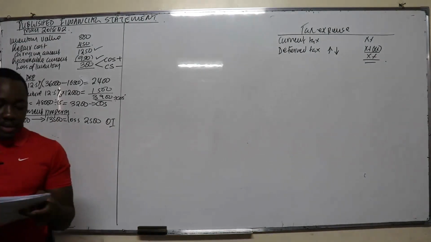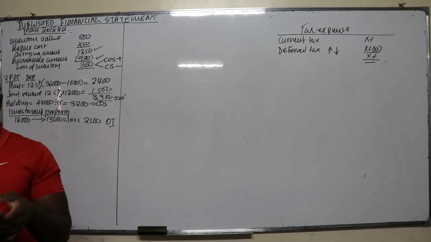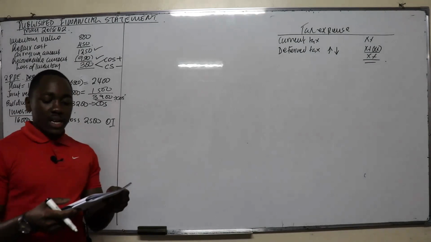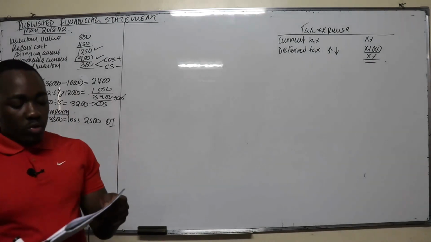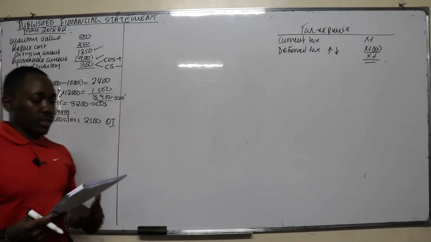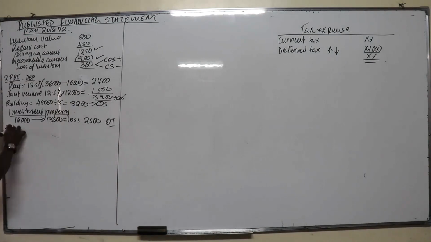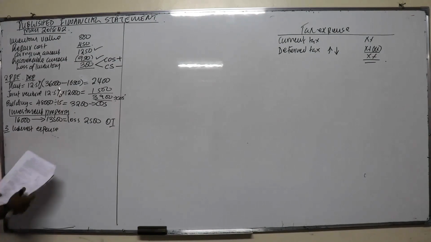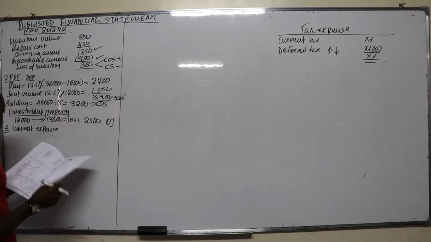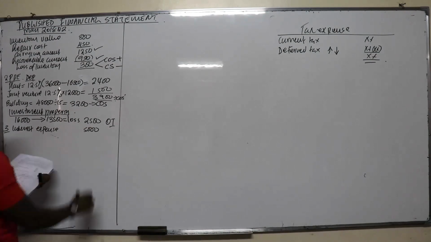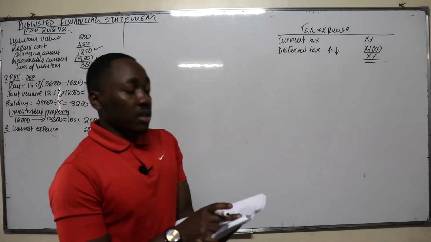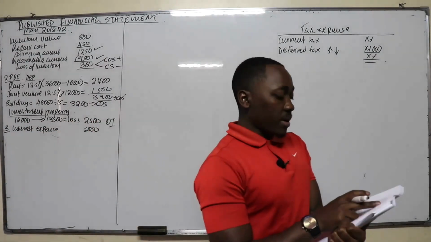Number 3, interest expense includes overdraft charges, the full year preference dividend, and ordinary dividend of shillings 4 per share that was paid in April 2017. Interest expense. How much is the interest expense? Let's go to the income statement. Then you are told that interest expense includes overdraft charges. So overdraft charges qualify to be part of finance cost.